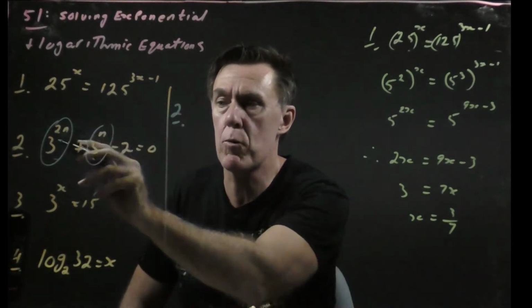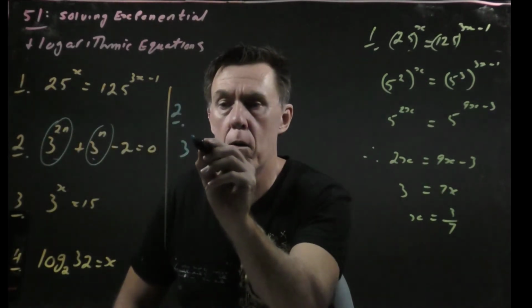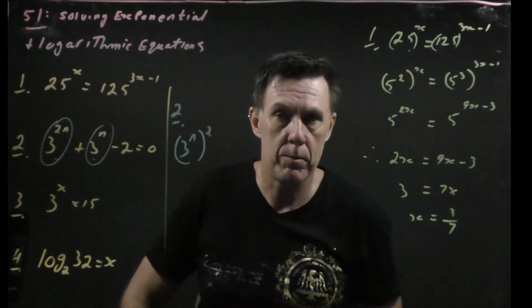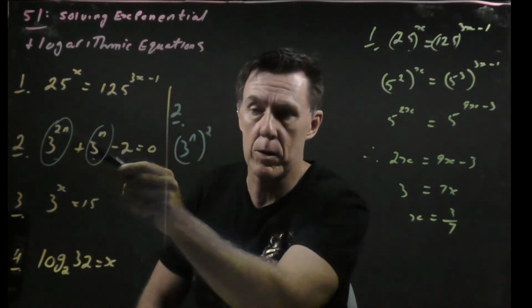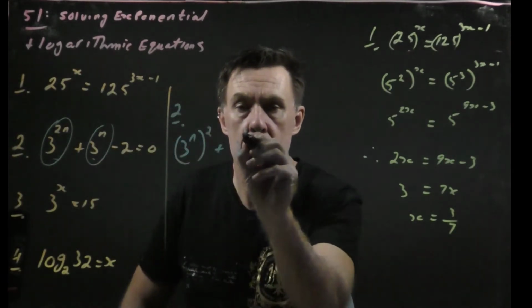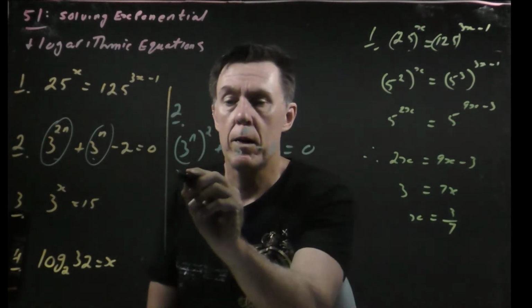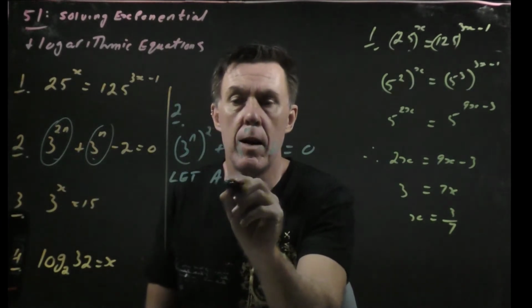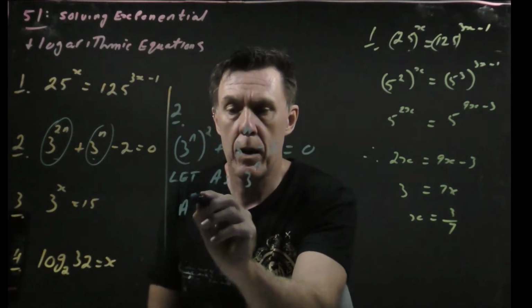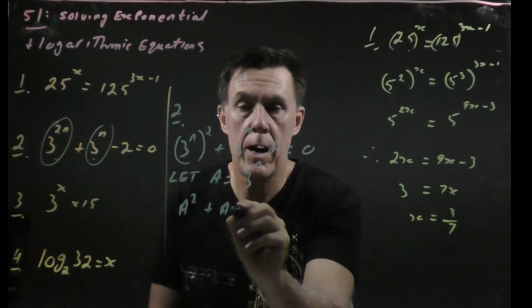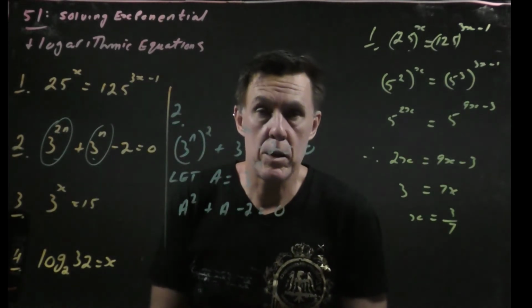So if I rewrote this one, 3 to the power of 2n could be written as 3 to the power of n squared. I hope you can see that. Power to a power rule, n times 2 is 2n, there it is. 3 to the power of n, take away 2 equals 0. Now, there's a quadratic. If I let a be equal to 3 to the power of n, I'm going to have here a squared plus a take away 2 is equal to 0. And so there is a quadratic that's solvable.